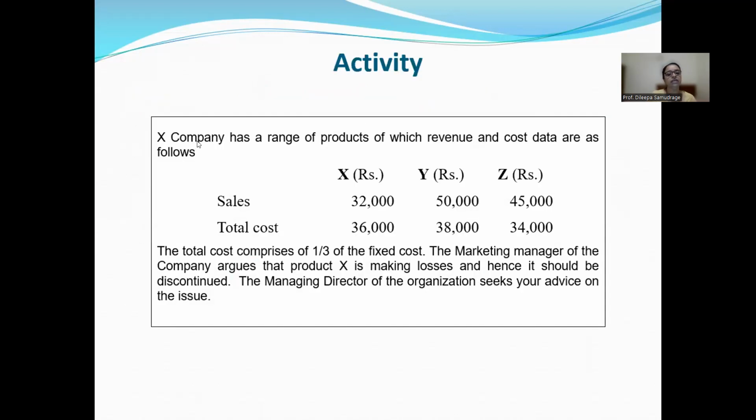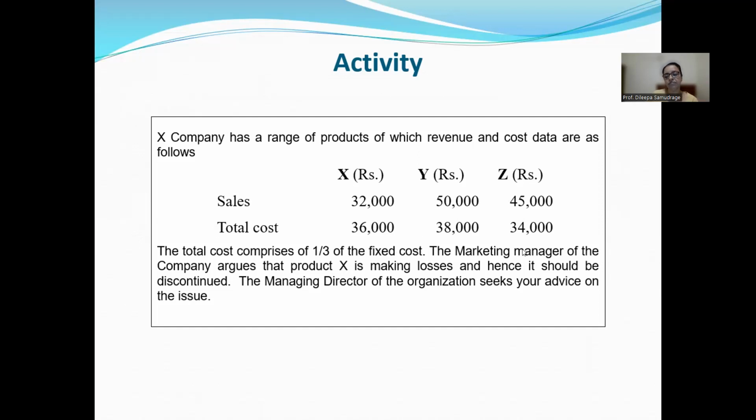You can see X company has a range of products of which revenue and cost data are as follows. X, Y, Z. Sales 32,000, 50,000, 45,000. Total cost 36,000, 38,000, 34,000. You can see these two are profitable products, profit-making products. But for this one, the sales revenue is less than the cost, so this is the loss-making product. The total cost comprises 1/3 fixed cost.